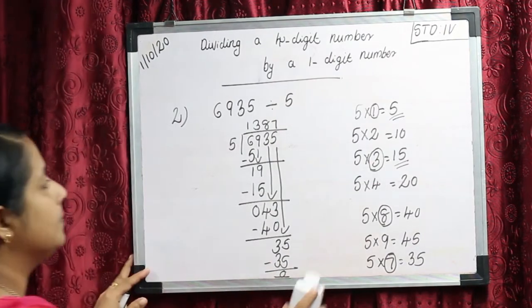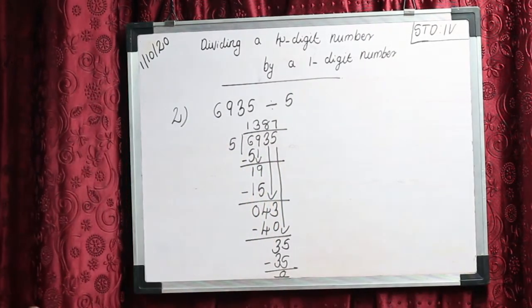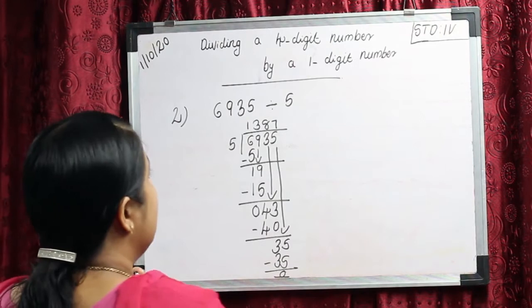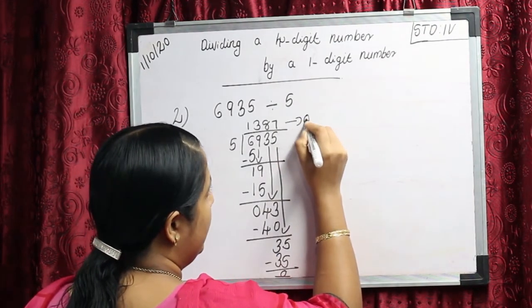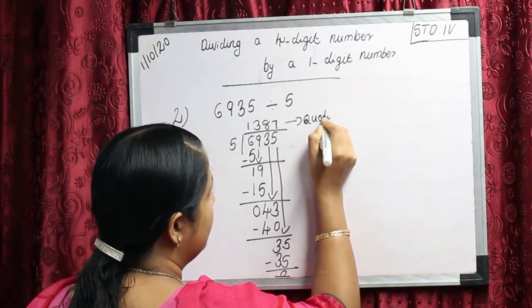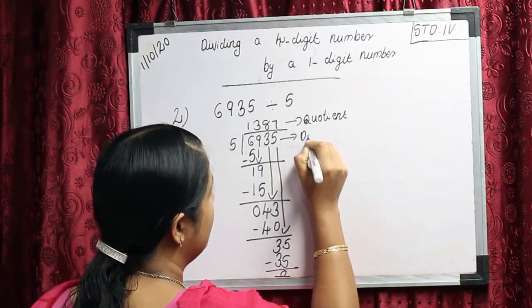Next we write, then which is our quotient? Yes, our answer is the quotient. The quotient is right here, and this number is the dividend.